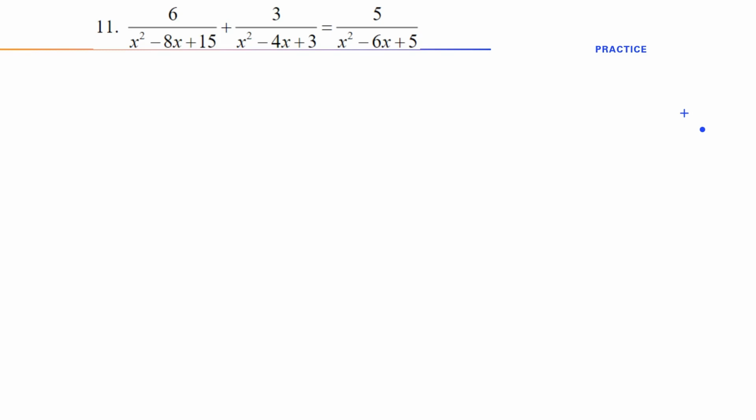Okay, now we have the rational equations. The first step we need to do is write all of the denominators into factor form, and also set each factor different from 0 to avoid the denominator becoming 0. Okay, let's do it. For the first one, I have 6 on the top, keep the same.